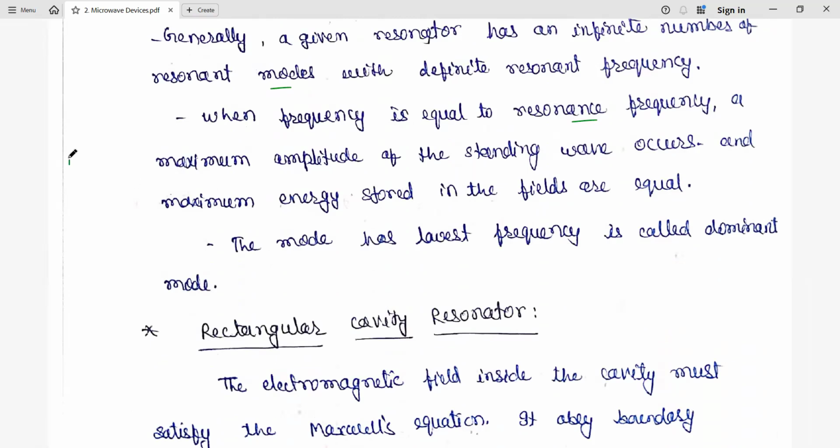So what is the standing wave? If this is the transmitted wave, and you obtain the reflected wave in this way, that forms the standing wave. It will have maximum amplitude at the resonance frequency, and the maximum energy stored in the electric and magnetic fields is equal. The mode having the lowest frequency is called the dominant mode, which we have already discussed before. So TE10 is called the dominant mode.